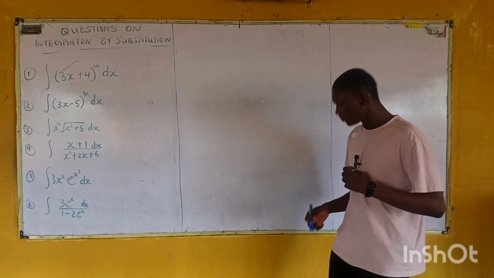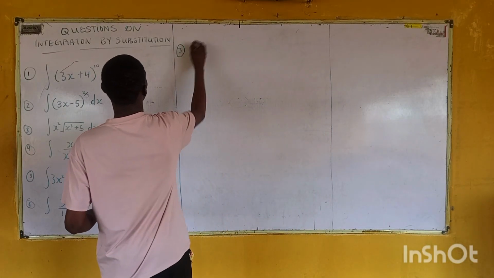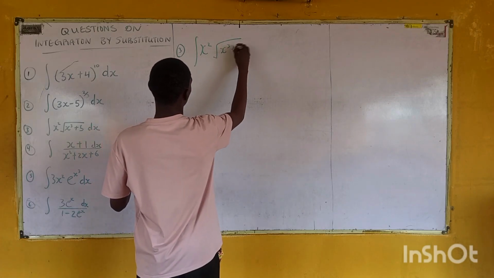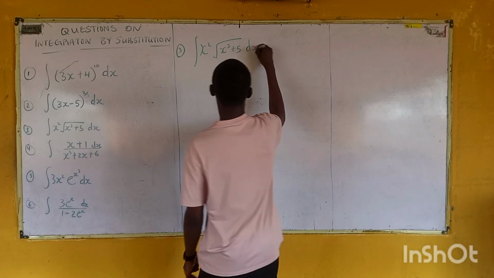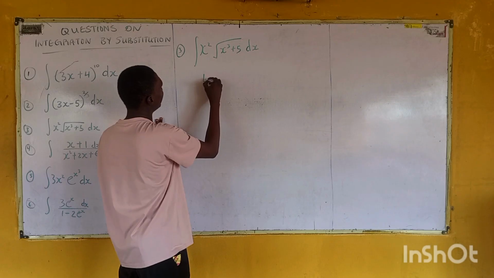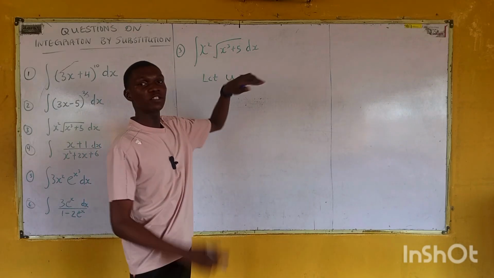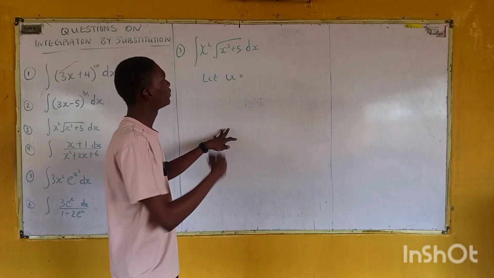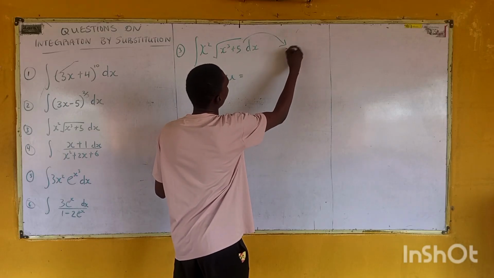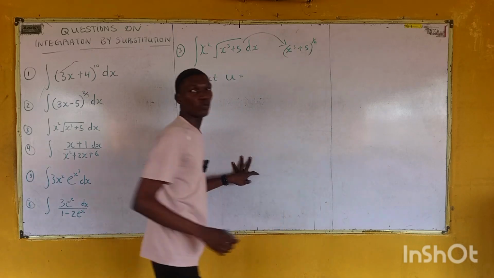Alright, so for question 3, we have the integral of x squared, then root of x cubed plus 5, then dx. Using our normal integration by substitution method, we let u be equal to what is in the bracket. Anything that has a root is the same as raising to power 1/2. So this root of x cubed plus 5 is written as (x^3 + 5) raised to power 1/2.